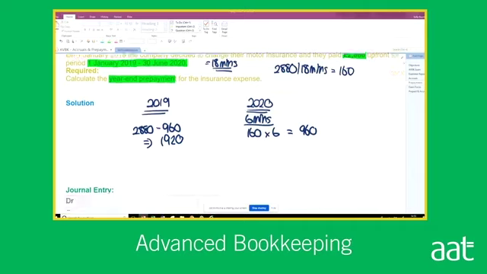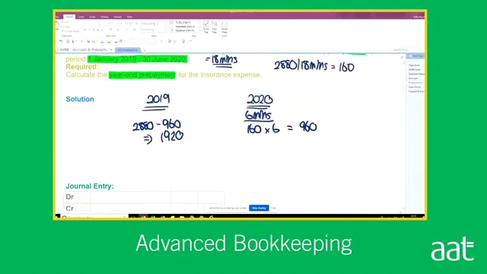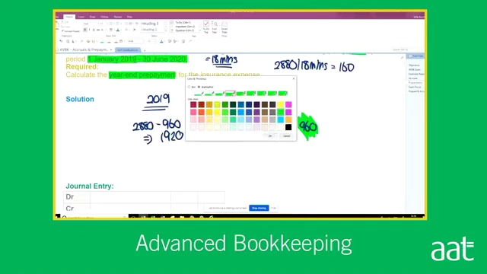Okay then, so let's have a look in terms of what we're doing. So it's calculate the year-end prepayment. Well, we've already done that. It is 960, so well done everybody. The question is we now need to account for it, so we need to put through a journal entry. So the question is what is that figure going to be?